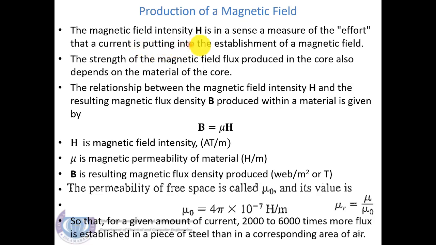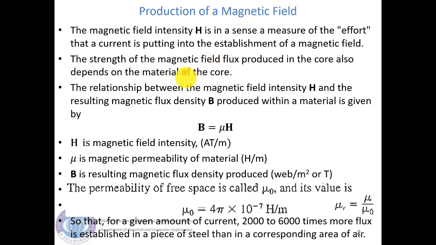Now the magnetic field intensity H is a measure of the effort that the current is putting into the establishment of a magnetic field, because we are interested in how much magnetic field we have. That's why this intensity H is defined as the effort the current is putting into the establishment of the magnetic field. The strength of the magnetic flux produced in the core also depends on the material of the core. So the core material is very important.